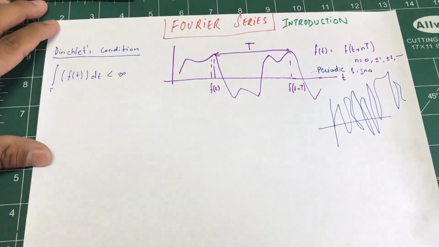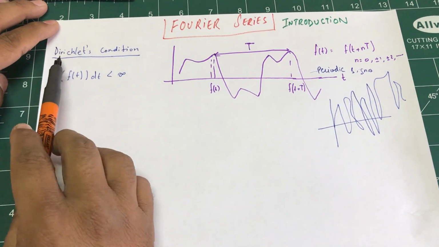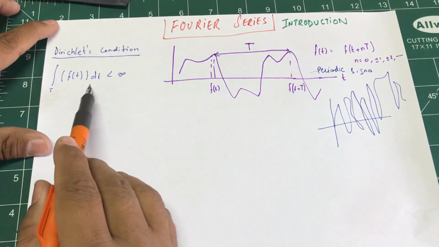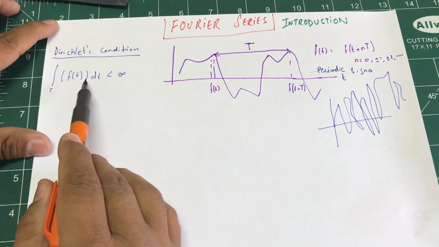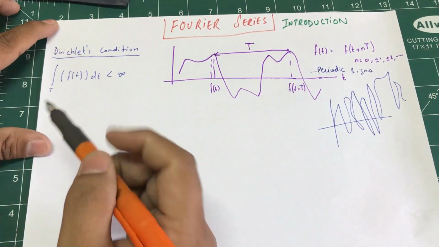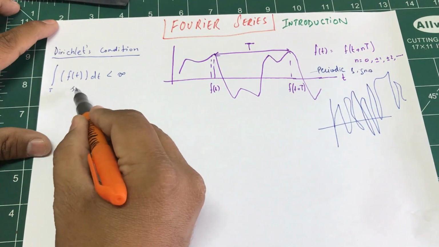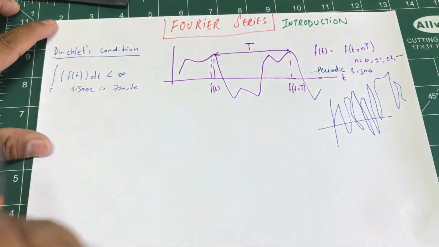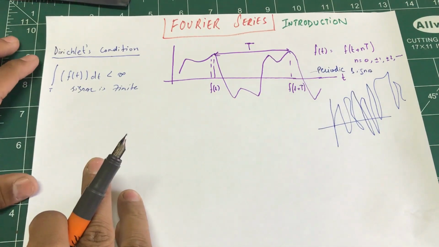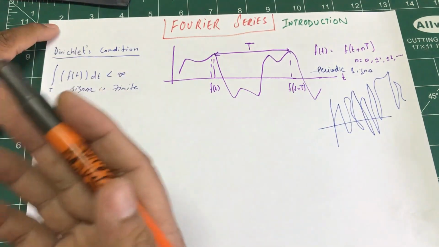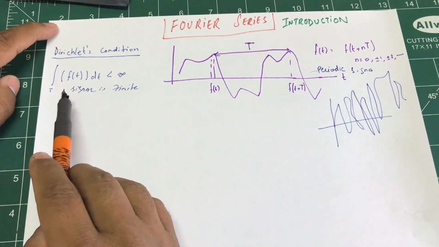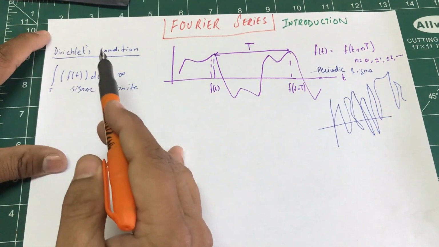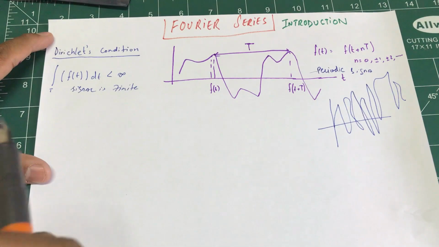This is how you're going to apply Fourier series. There's a condition which is known as the Dirichlet condition, named after a German mathematician. It says that if the integral of the absolute value of f of t is less than infinity, basically what that means is that my signal is finite. If I have a signal function that is finite, then I can definitely decompose that into a Fourier series, which means I can look at its sinusoidal components.